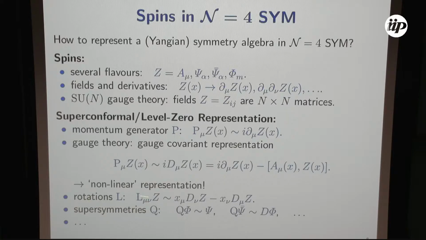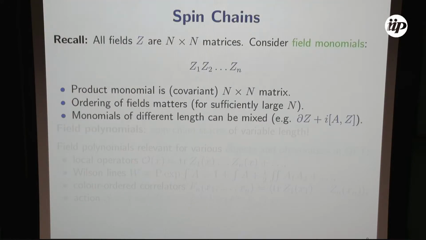Similarly, the rotations would act by how rotations act, just with covariant derivatives. And supersymmetries, they do operate on these fields in a particular way. For example, they take a scalar field to a spinor field, and they would take a spinor field to the derivative of a scalar field, so that you can realize the supersymmetry algebra. And I'm not going to go through all of the generators. The only point I want to make is that you can establish a representation of the level 0 generators on these fields. That's the important point.